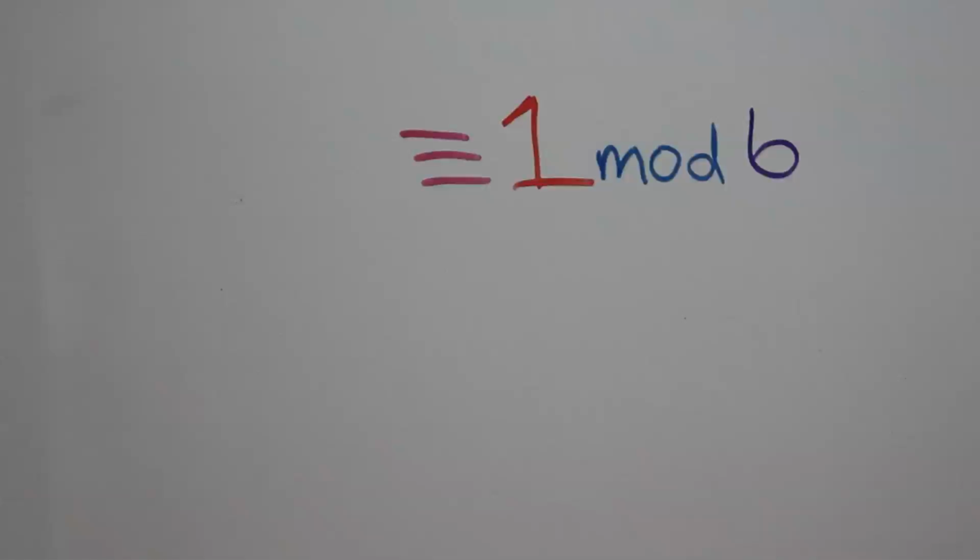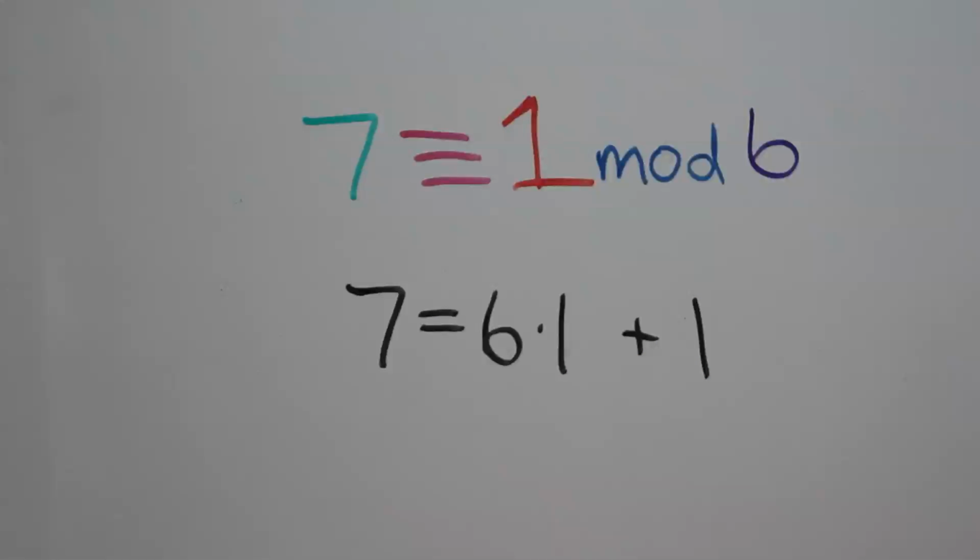Another example: what's an example of something equivalent to 1 mod 6? So we look into that. 7 is equivalent to 1 mod 6 because if we break it down, we see that 7 is equal to 6 times 1 plus 1. So we have a remainder of 1, as you can see there.